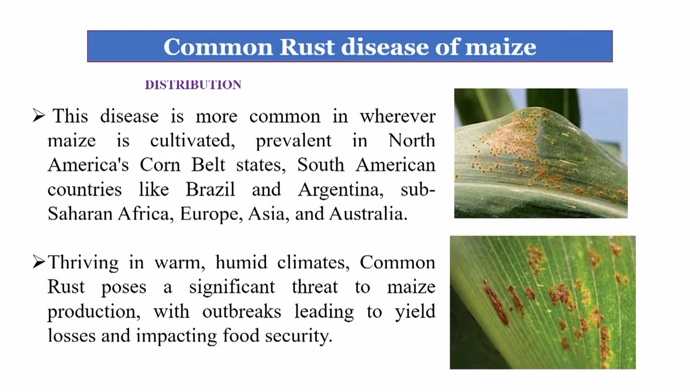And, dear learners, this is very common in areas where maize is cultivated, and basically it is prevalent in North America and the corn belt states, South American areas like Brazil and Argentina, and other Iberian countries, and European, Asian as well as Australian countries also. This disease is more prevalent in humid climates, where temperature as well as humidity are high, and it leads to yield loss and impacts food security also.